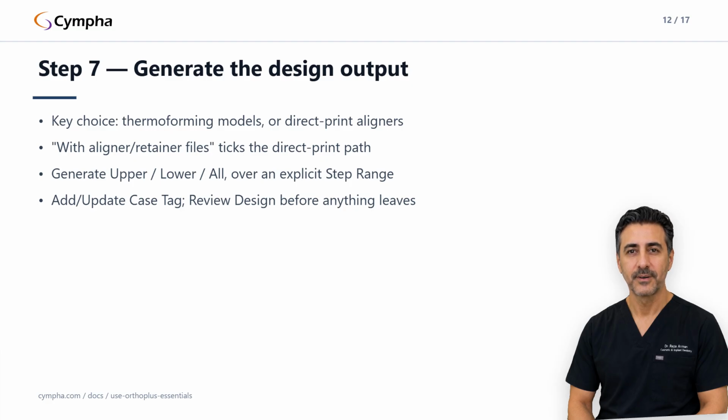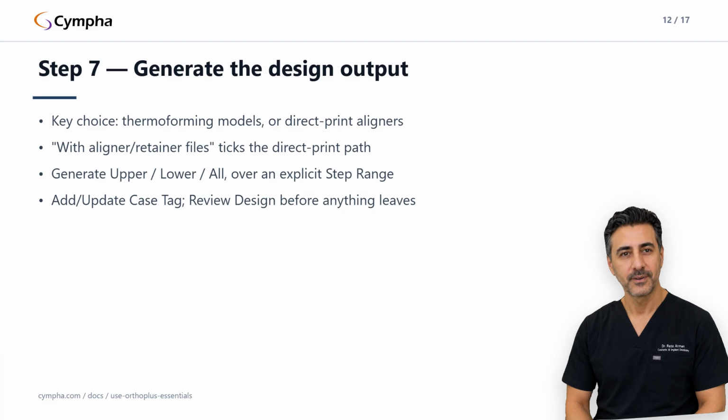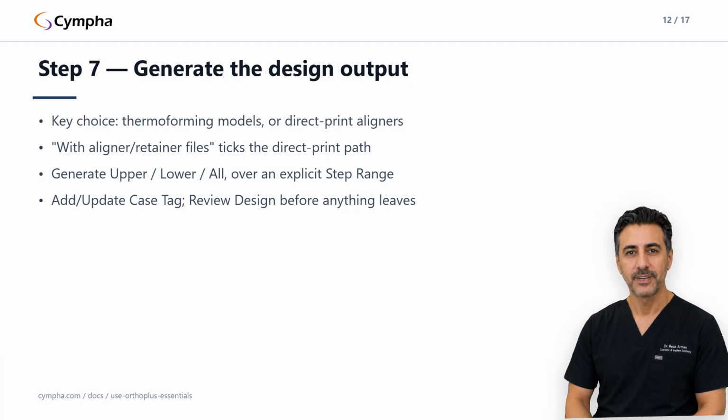Or tick with aligner/retainer files to create aligner or retainer models for direct printing instead. Then generate. Generate upper models, generate lower models, or generate all models over an explicit step range if you don't want everything at once. Two finishing touches. Add or update case tag places the case name and step number on the models, so printed parts stay identifiable on a bench full of arches.